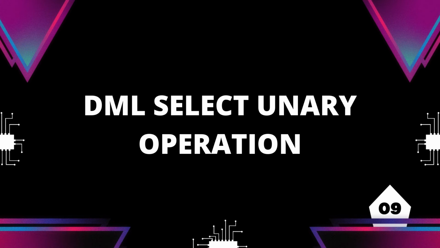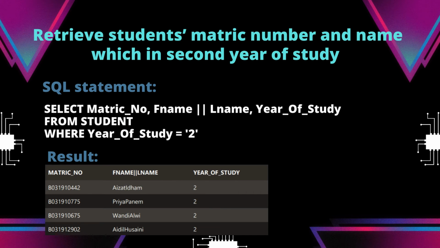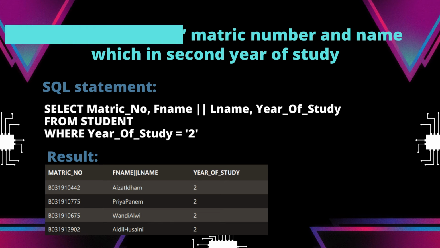Next will be the DML select unary operation. The example of a select unary operation is retrieving the matric number and name of students who are in their second year of study. The SQL statement will select the matric number, first name, last name, year of study from the table student, where the year of study is equal to 2. And the result will appear as the table.